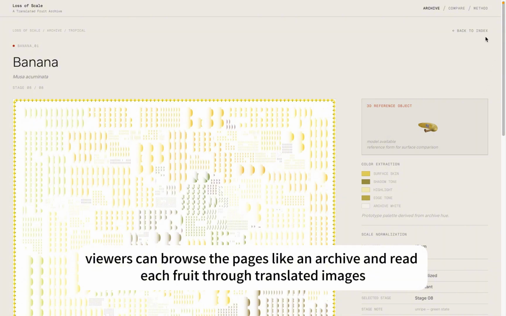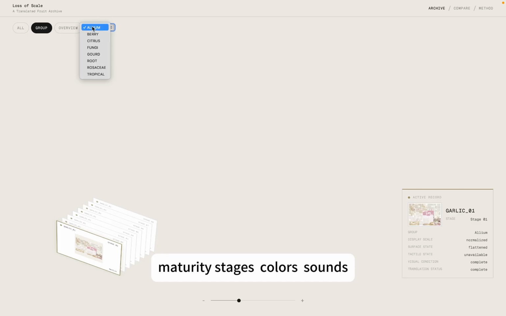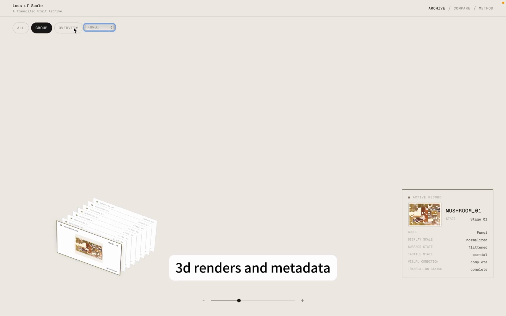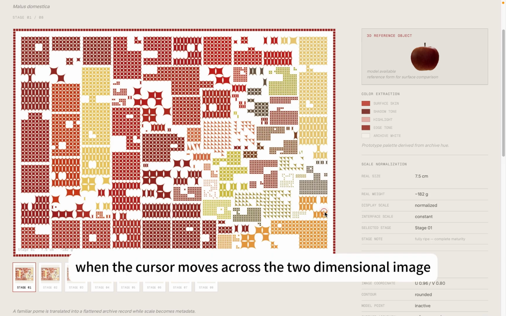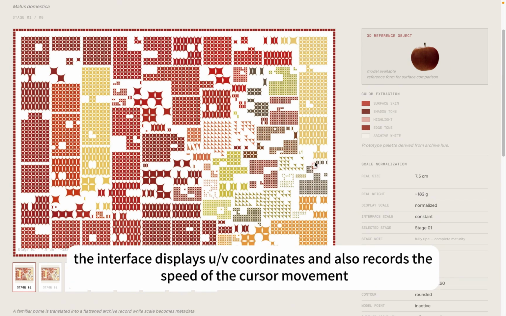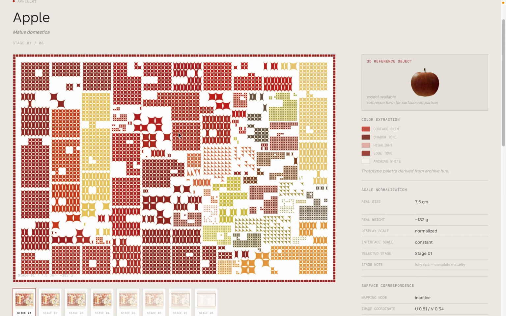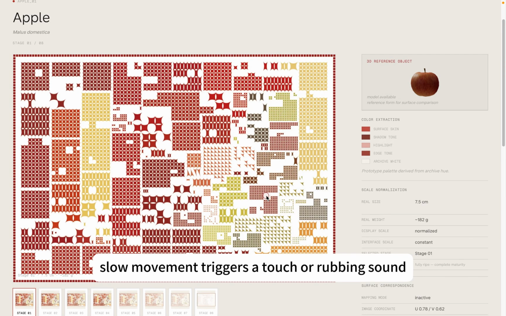Viewers can browse the pages like an archive and read each fruit through translated images, maturity stages, colors, sounds, 3D references, and metadata. When the cursor moves across the two-dimensional image, it is not just a normal hover interaction. It becomes a probe reading the image surface. The interface displays U/V coordinates and also records the speed of the cursor movement. Sound is also triggered through this surface gesture. Slow movement triggers a touch or rubbing sound, while fast movement triggers a cutting sound.